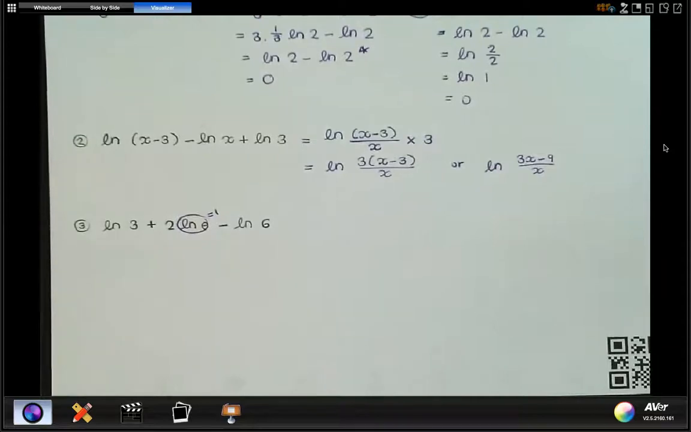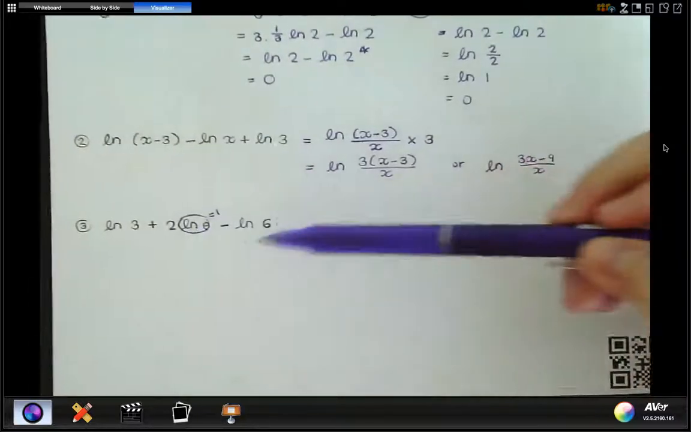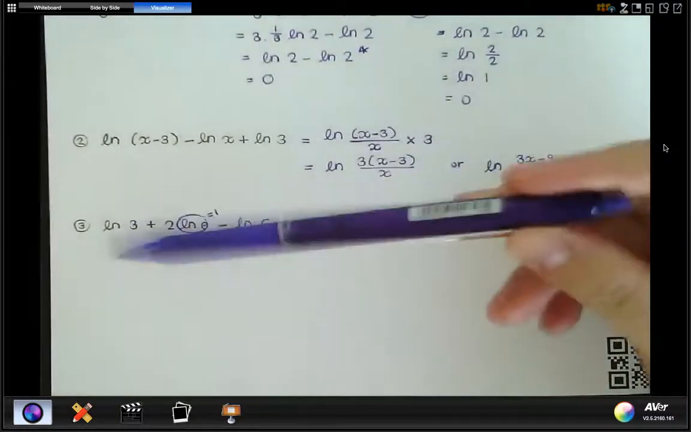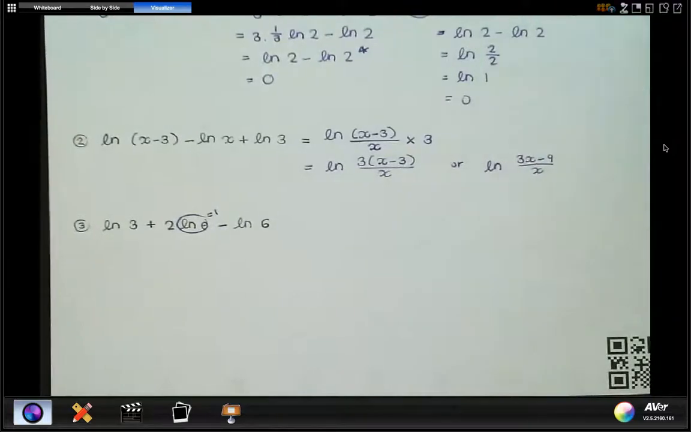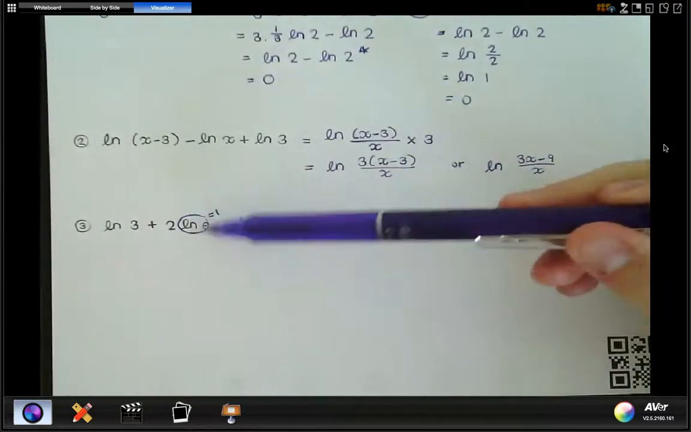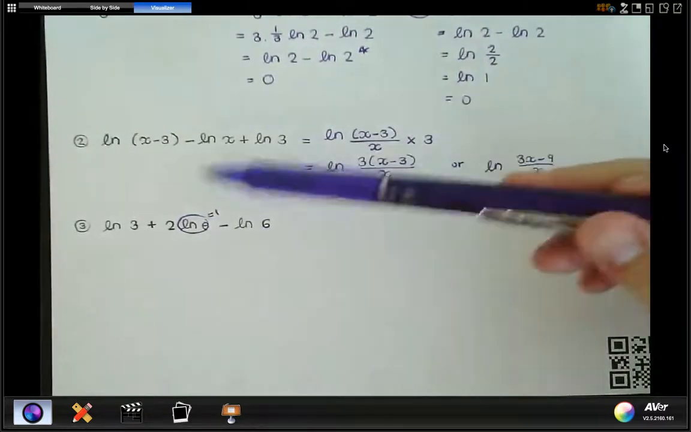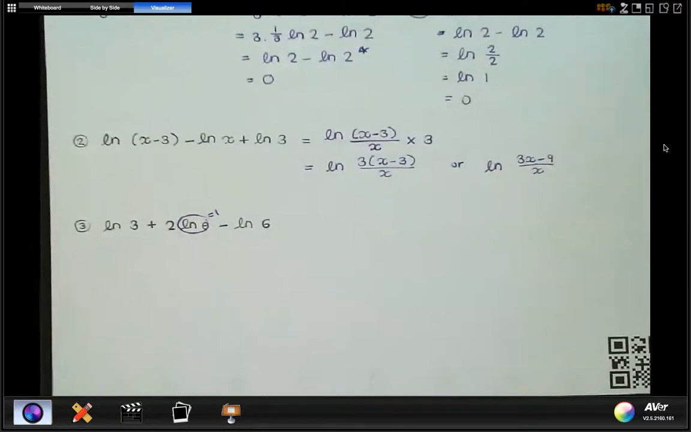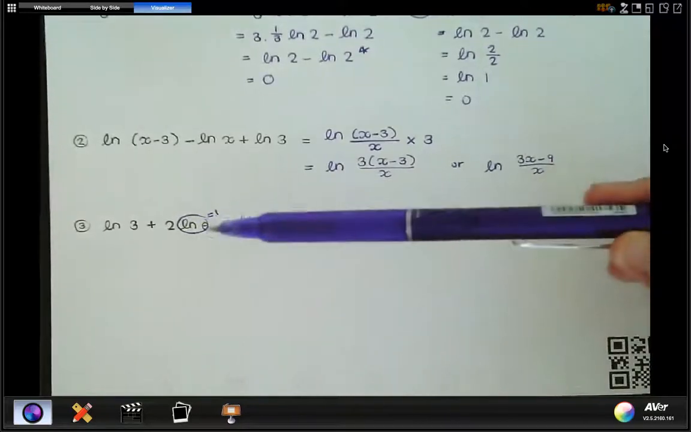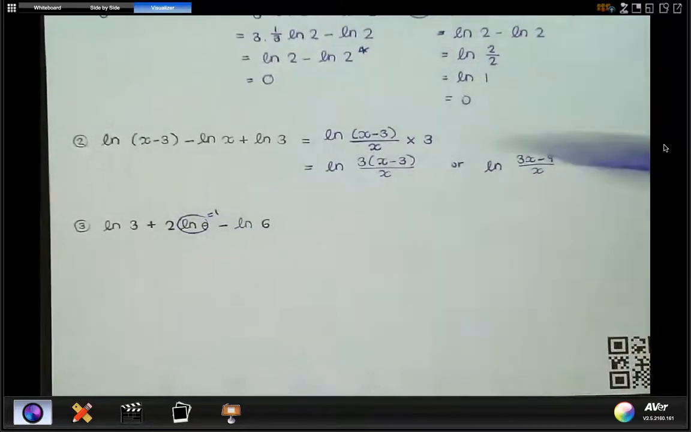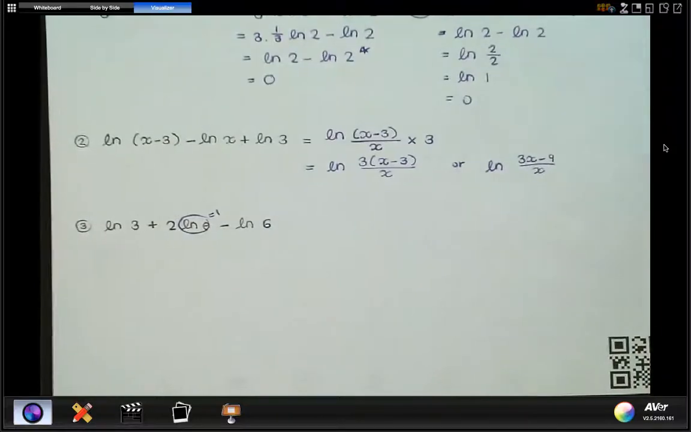Sorry, guys. The third example here: ln of 3 plus 2 times ln of e minus ln of 6. We need to simplify this. We need to write it as a single log first and then simplify it. So I've circled this ln e here because we know that it is equal to 1. Unfortunately, if we change this to 1, we won't be able to follow the instructions properly because the instruction says that we need to write it as a single log. So I actually can't write this as 1, because then I'm going to have a log plus 2 times 1, which isn't a single log.